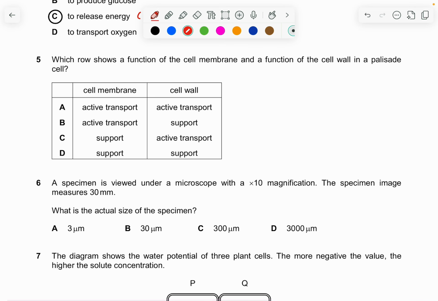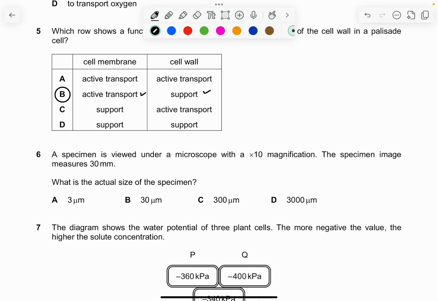Question 5. Which row shows the function of the cell membrane and the function of the cell wall in a palisade cell? Obviously for the cell membrane, we have to know that it works a lot on active transport, and the cell wall will act as support. So the answer is B. But some of you may put cell membrane as support, which is not really right. The cell wall has a much greater importance for support, and the cell membrane is mostly for the movement in and out of the cell, the molecules that are moving inside and outside.